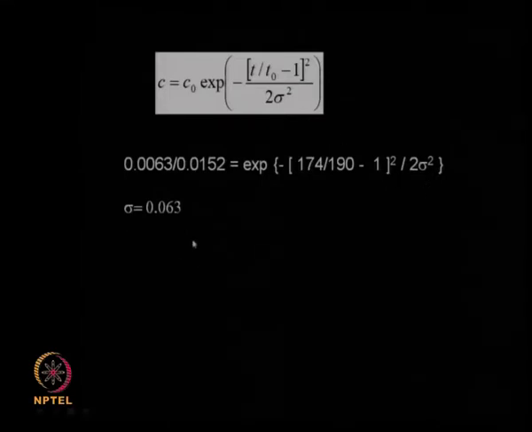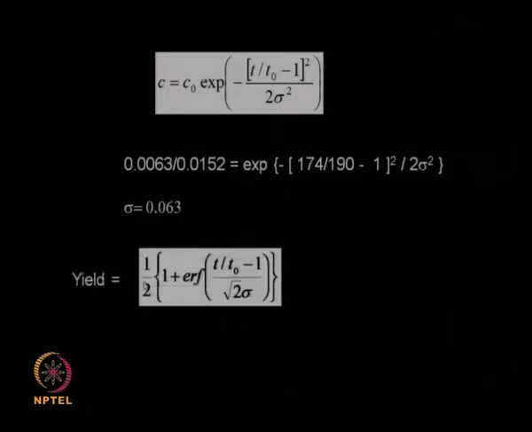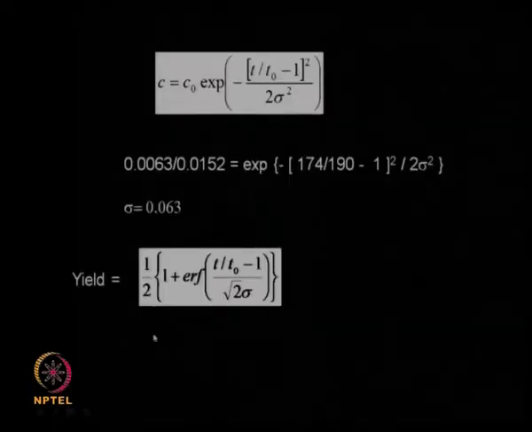Now we go to the yield equation. I hope you remember the yield equation. Yield is equal to 1 by half multiplied by 1 plus error function of (T by T0 minus 1) by square root of 2 sigma. Now why does this 1 come in? Because we are going to collect sample up to 200 minutes, which is greater than the retention time of 190 minutes. So if we keep collecting up to 190 minutes, the yield will be 50%, that is 0.5. So if you are going to collect beyond 190 minutes, obviously the yield is going to be greater than 50%. That is why this particular term comes in here.